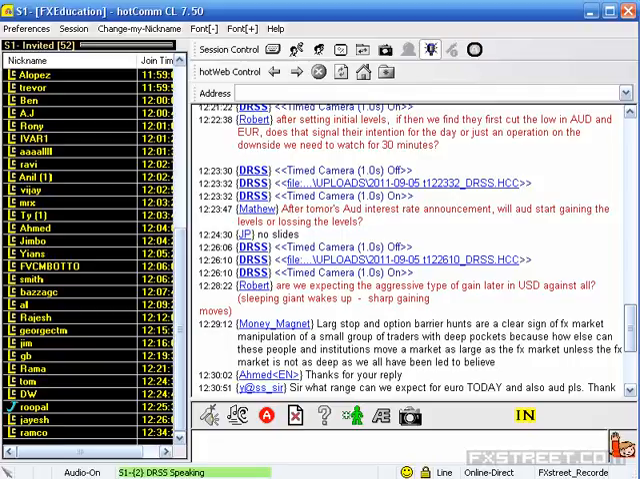Okay, yes, sir. What range can we expect for euro today? Euro could be trading in the range of 1.42 to 1.41 area.